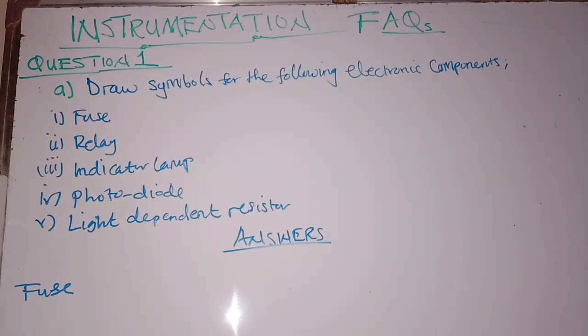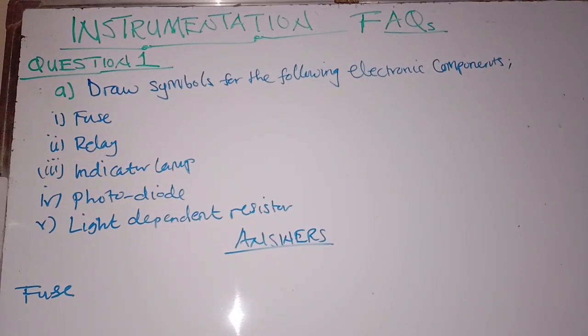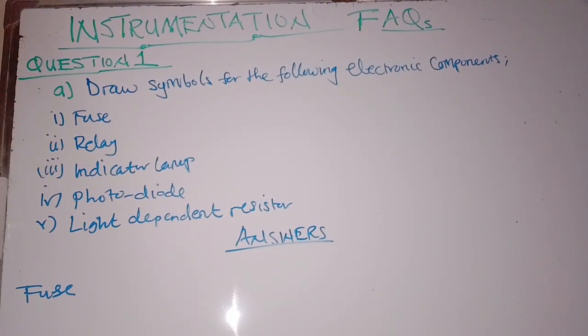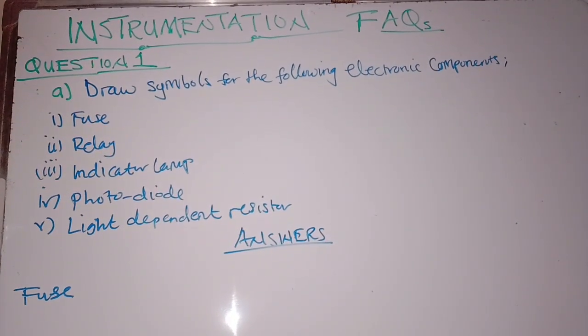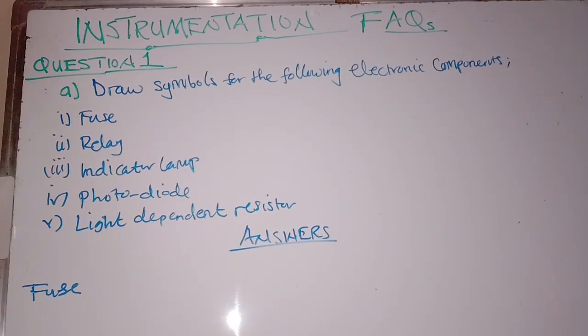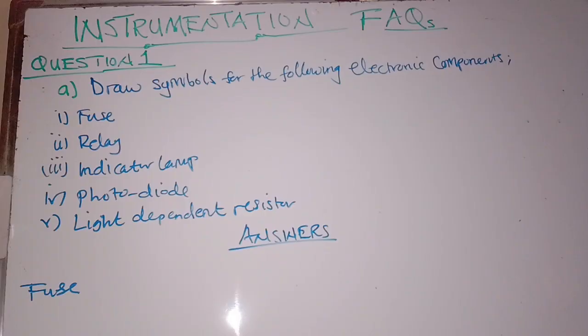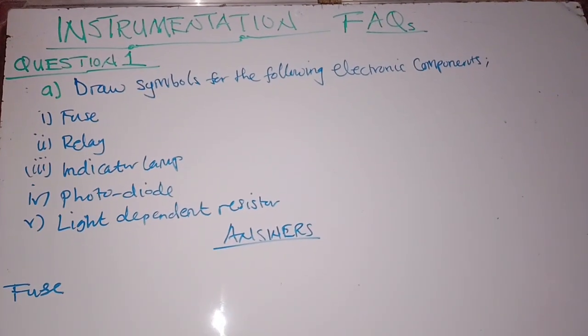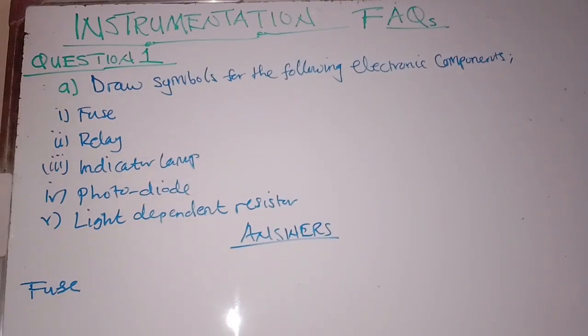Okay, so this is instrumentation, the frequently asked questions. Question 1: draw symbols for the following electronic components. Fuse, relay, indicator lamp, photodiode, light dependent resistor. Try to pause the video and try to answer.